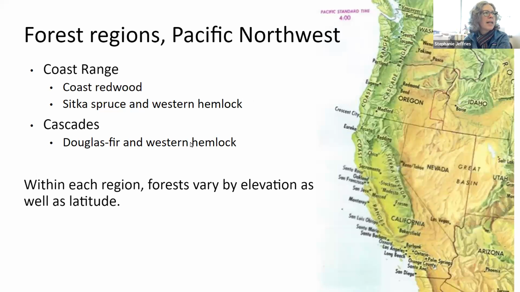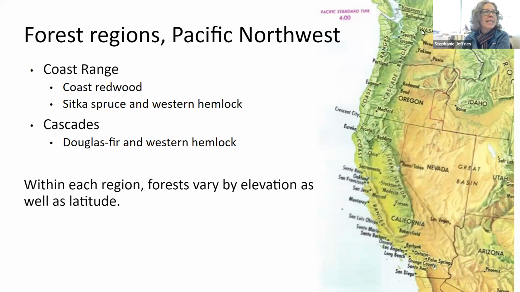And so just to look at these again with the forest types that we're going to focus on today, the Coast Range, remember, extends all the way down the California coast, although we'll focus on Northern California, Eureka, up through the Olympics. And that's where we see coast redwood trees in the northern part of the California Coast Range and into Oregon. And then up in the Pacific Northwest, we're seeing more Sitka spruce, western hemlock.